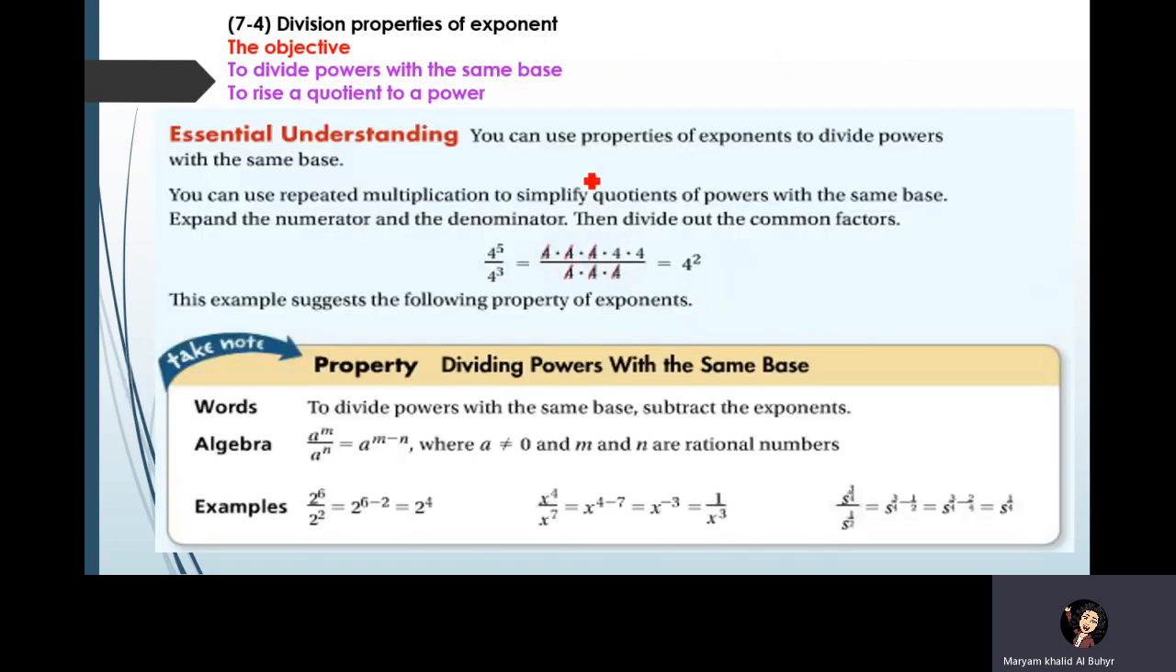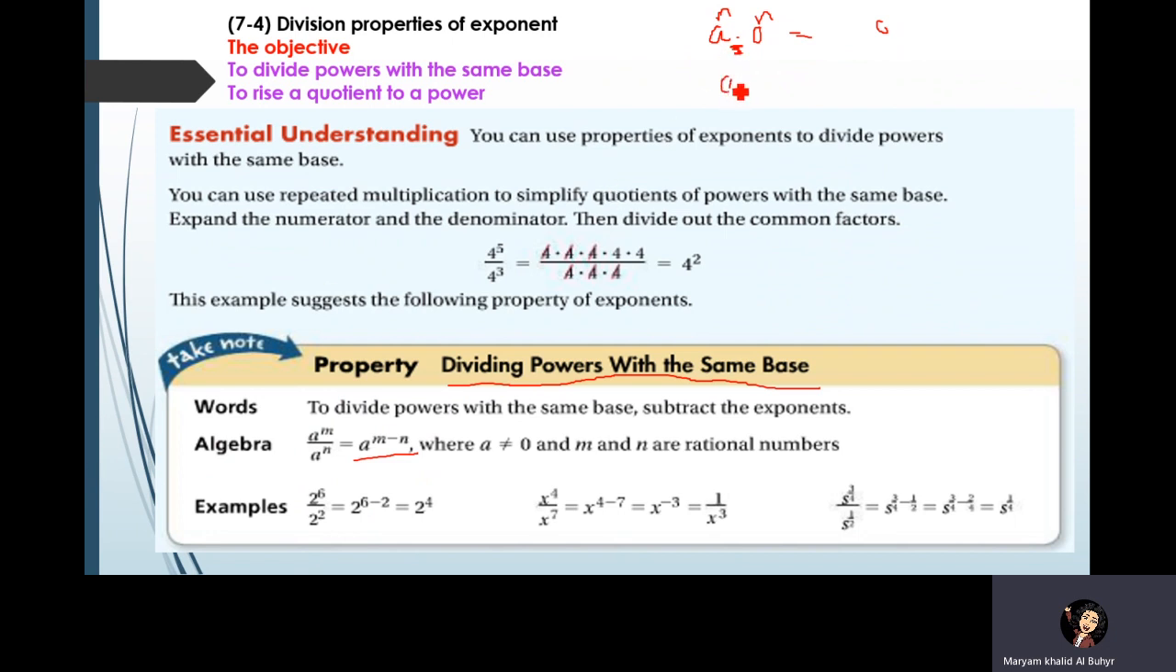Let's get started and complete this lesson. So in this lesson, we are going to learn one more property. This property is dividing powers with the same base. We said if we have the same base and between them multiplication, you just need to add the powers. That's what I told you 1 minute ago. What about if I have division? I'm going to subtract the powers.